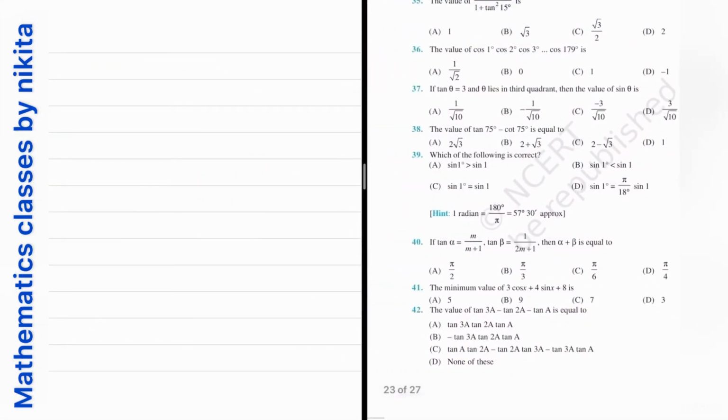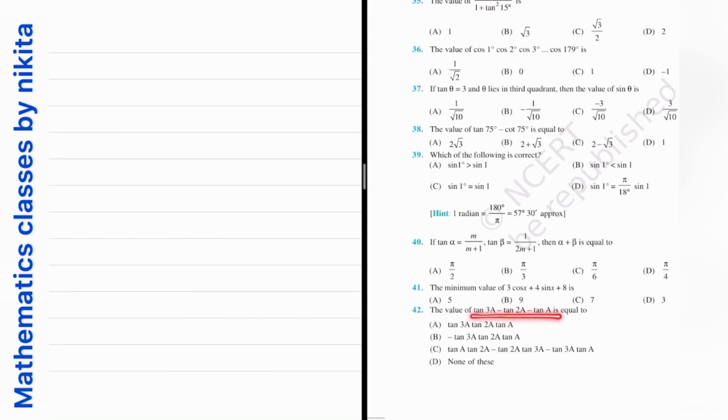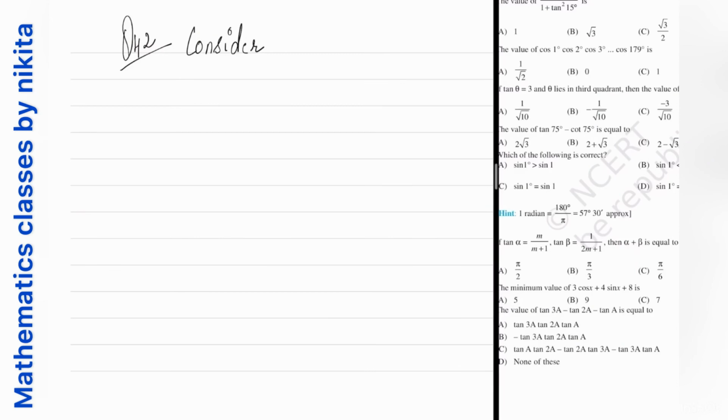Now the next question is question number 42. The value of tan of 3a minus tan of 2a minus tan of a is equal to. Four options are given to you. You have to find the value of this expression. I can see that tan of 3a can be written in terms of tan of 2a and tan of a. So tan of 3a can be written as tan of 2a plus a. So I have split 3a into 2a plus a.